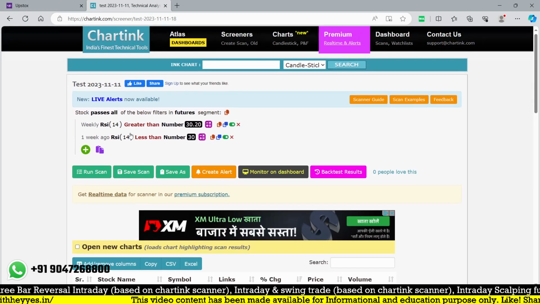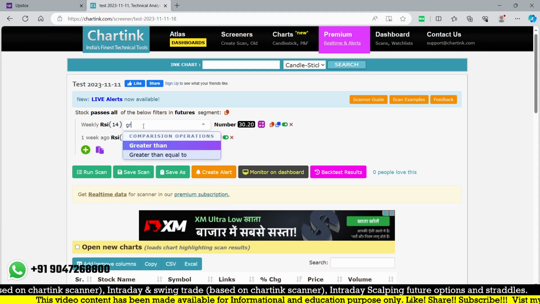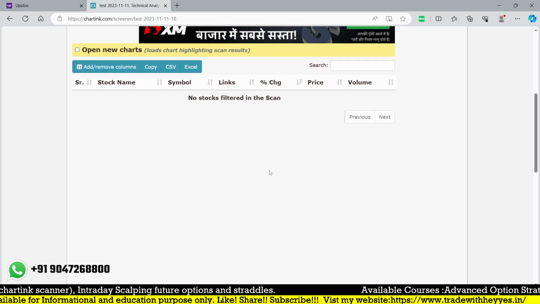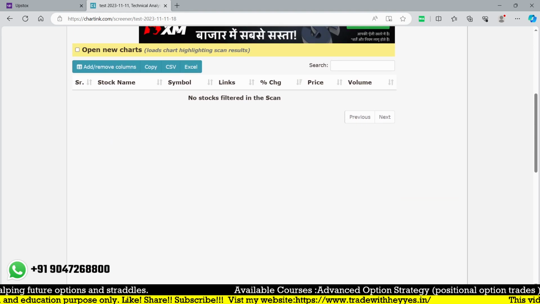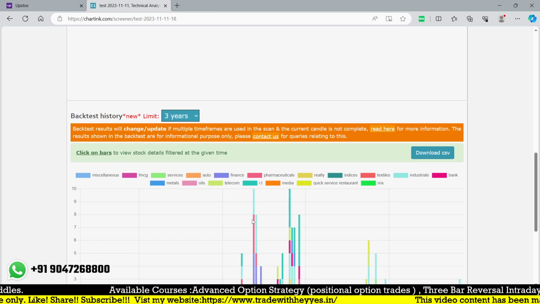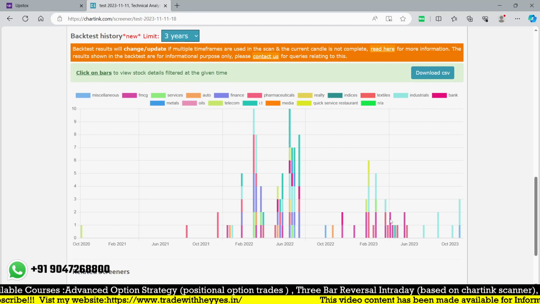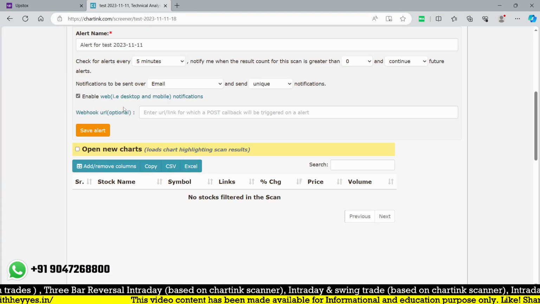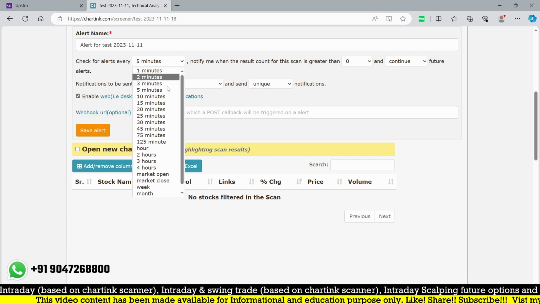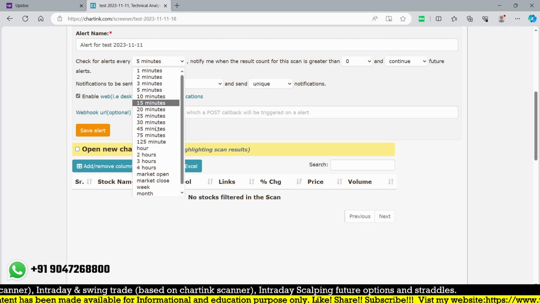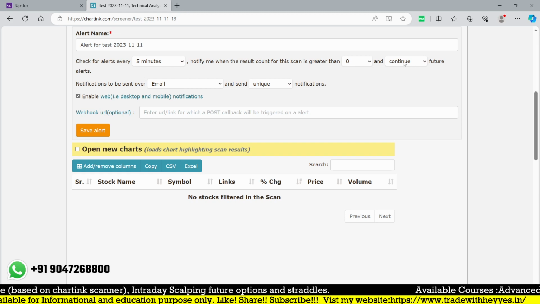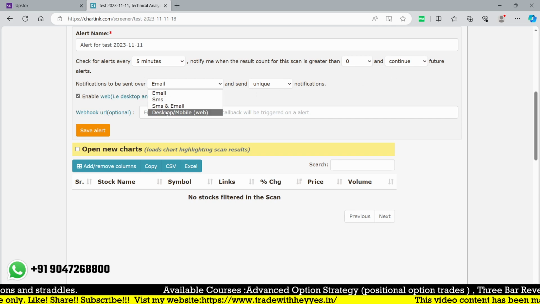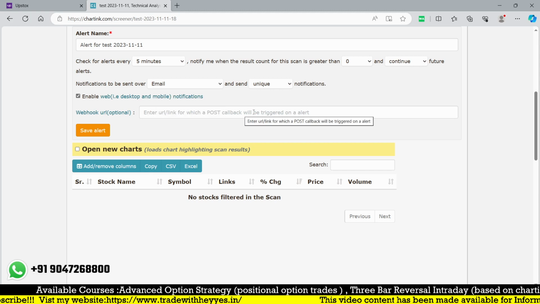So this one, greater than means what we're looking for, and if you put an alert, maybe we are using a weekly. If the stock crosses above Monday's level, it is going to give you an alert. But if you can use alerts here, you can create alerts on 5 minutes or 10 minutes or 15 minutes, whatever time frame you want, and you can use email or SMS, or you can create a webhook alert also.